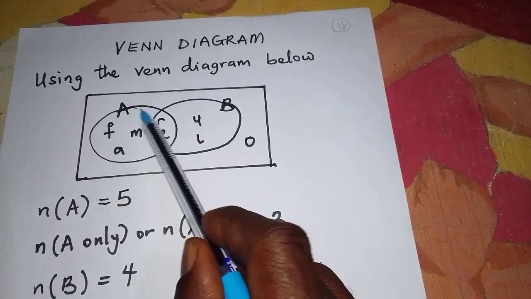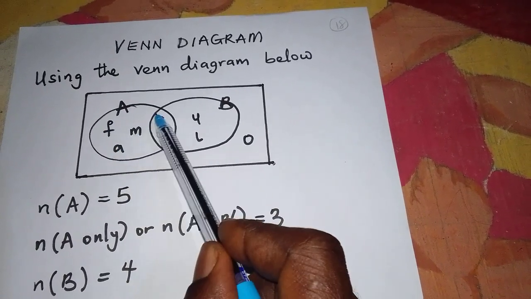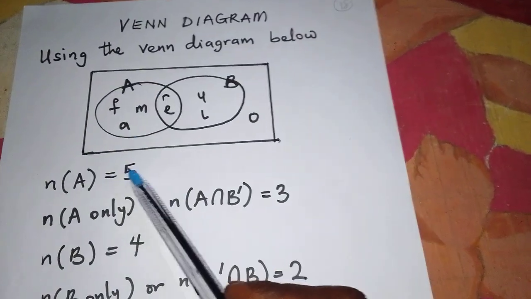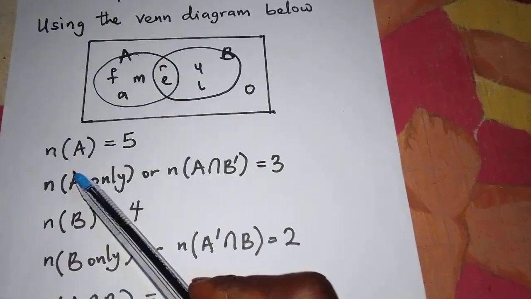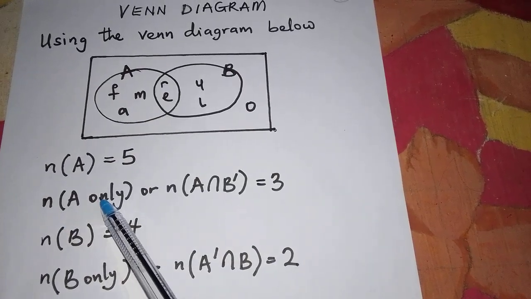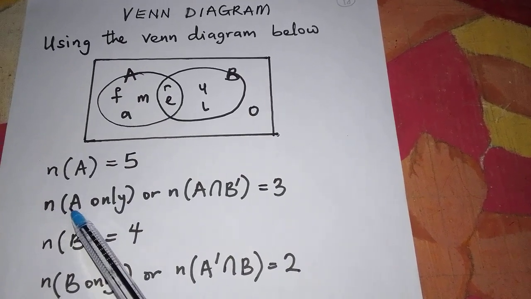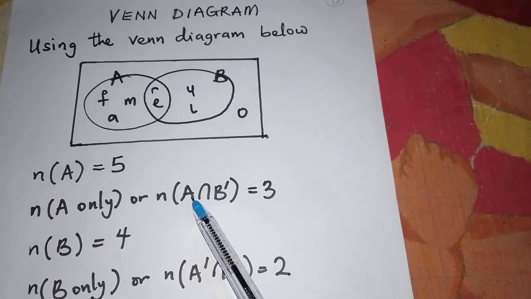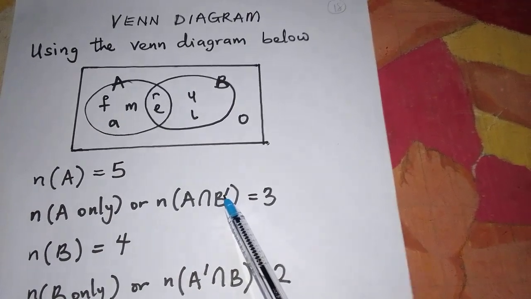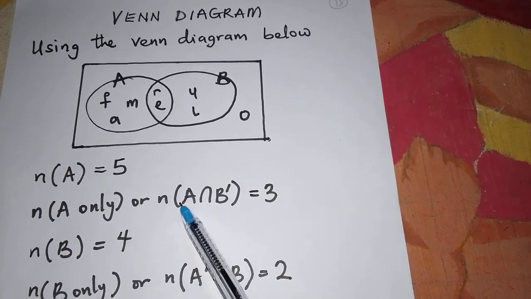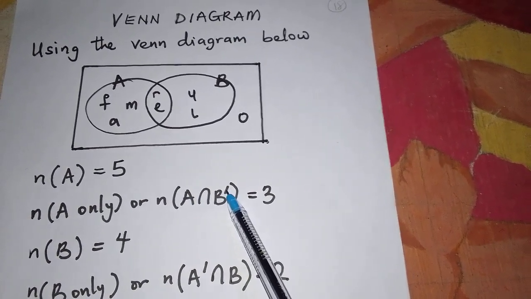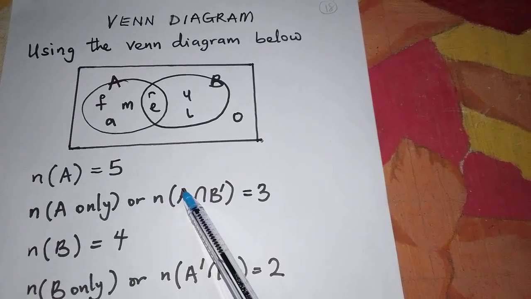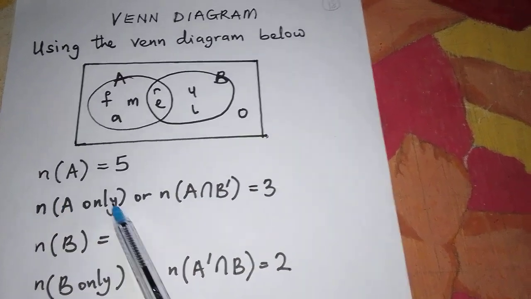In this circle, we have 1, 2, 3, 4, 5. So 5 elements are in set A. How many elements are in set A only? It can be written as set A only, or you can say number of elements in A intersection B complement. That means what is not in B at all. So that means the same thing as saying number of elements in A only.